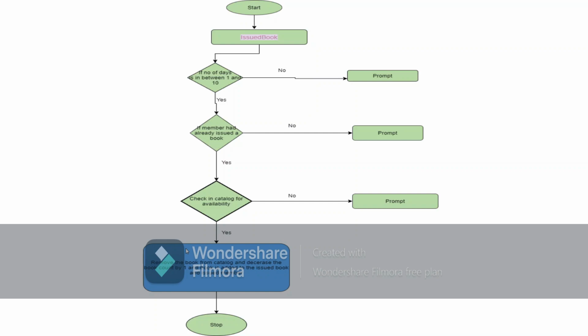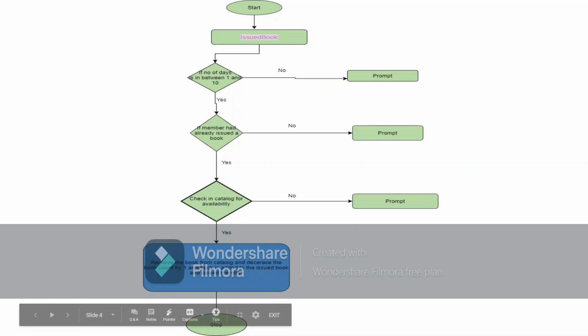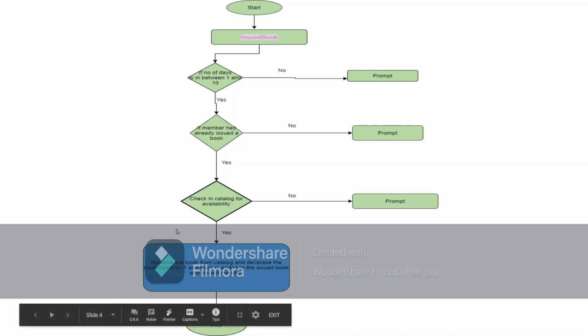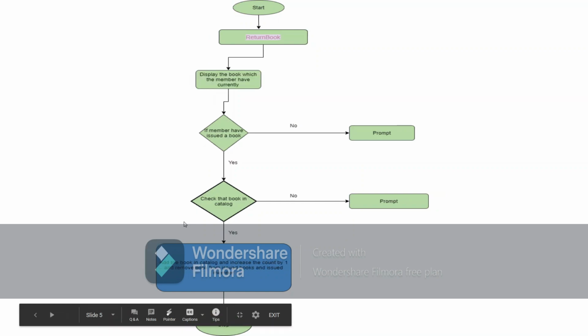So now in the catalog there will be one less book, so we have to decrease the count, and the book which we have issued, we have to add to the issued member class, and then we'll stop. So basically this is the flowchart for issue book, when the member issues a book. Now let's see the flowchart for return book.